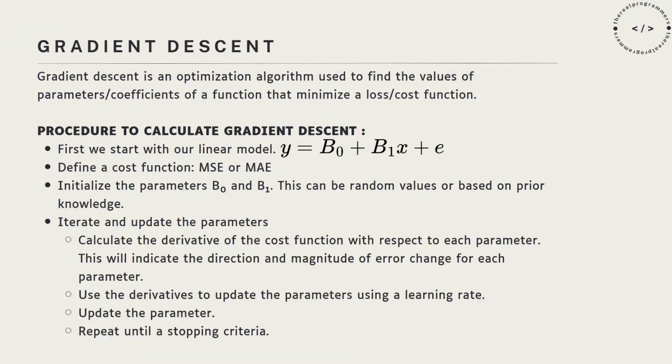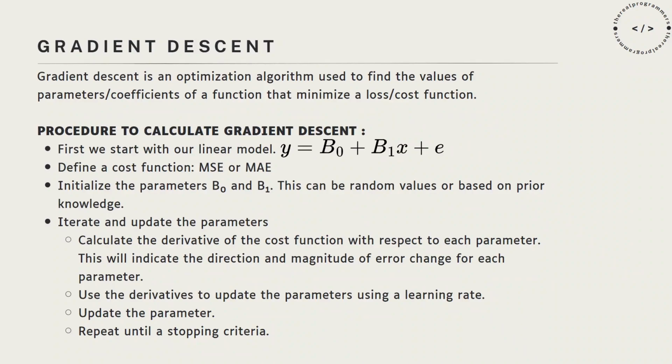In simple linear regression, while ordinary least squares offer a fast and analytical solution, gradient descent provides a more flexible and iterative approach to minimize the loss function, especially for complex scenarios. Here are the steps involved in gradient descent for linear regression. First, we start with defining the model and the cost function.